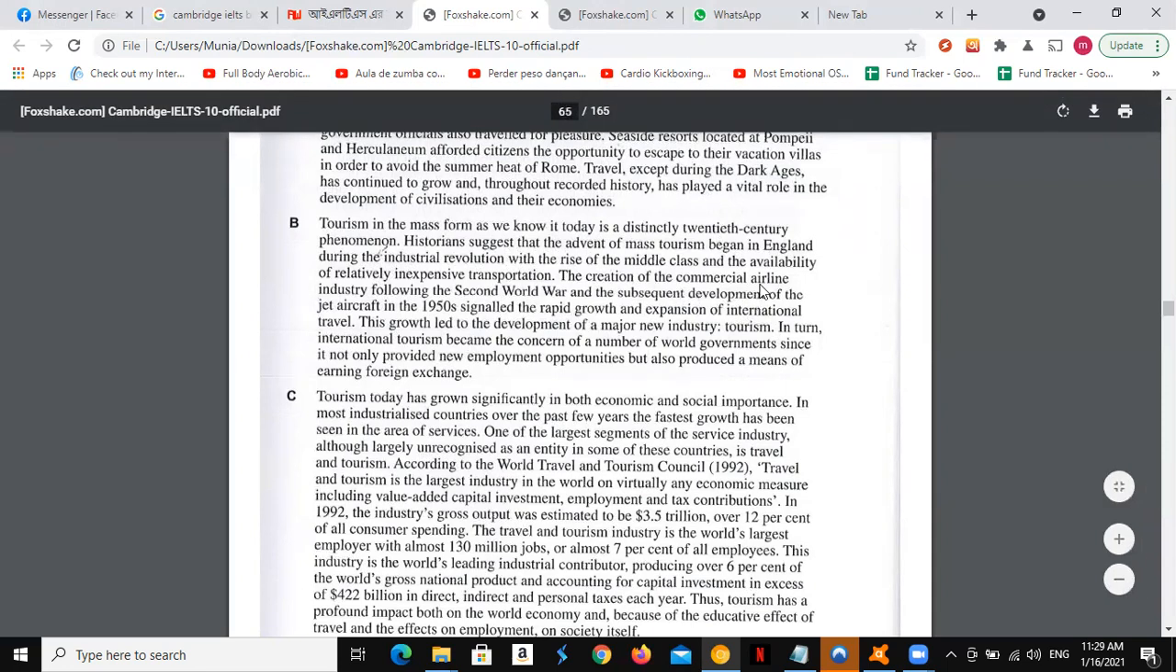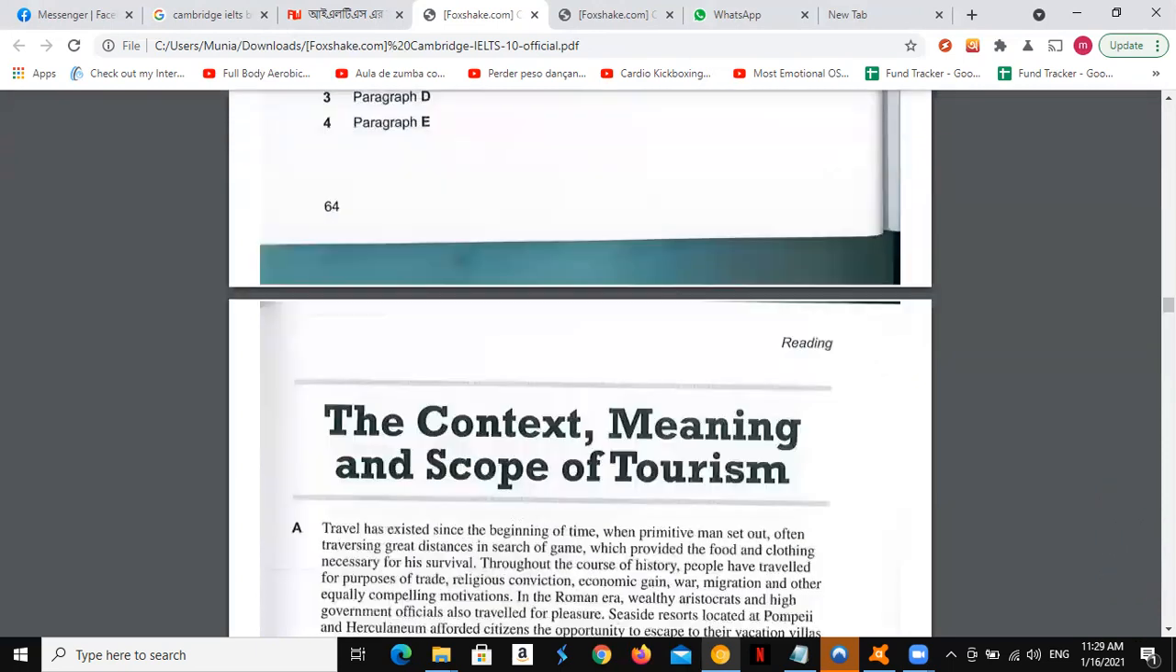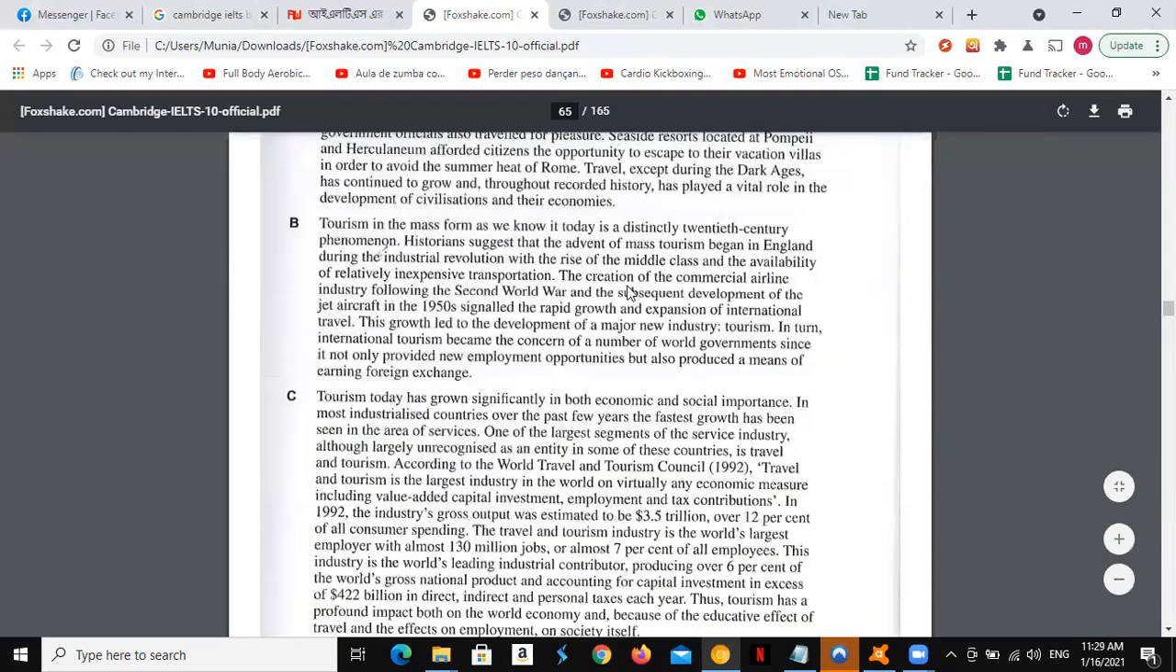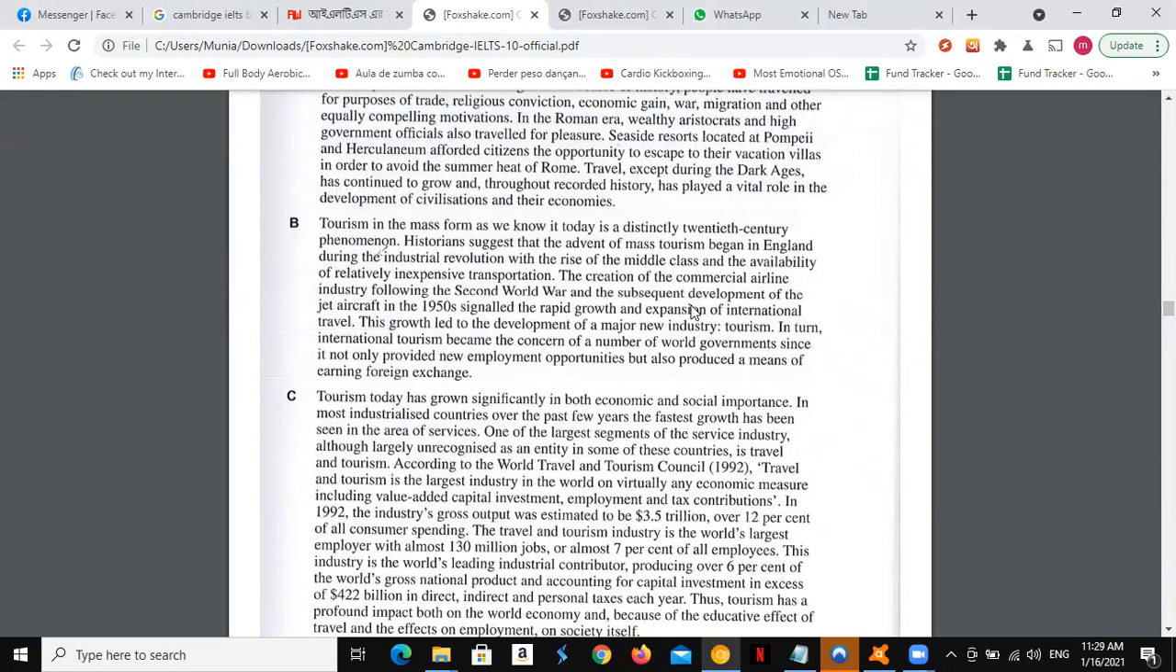Do not get confused about the words commercial airline, because you have already seen a heading about the contribution of air travel to tourism, but this whole passage does not talk about the contribution of air travel. You need to get a deeper meaning to get the right answer. So just keep reading: this would lead to the development of a major new industry, tourism. International tourism became the concern of a number of world governments since it not only provided new employment opportunities but also provided a means of earning foreign exchange. You have to focus on how tourism developed.